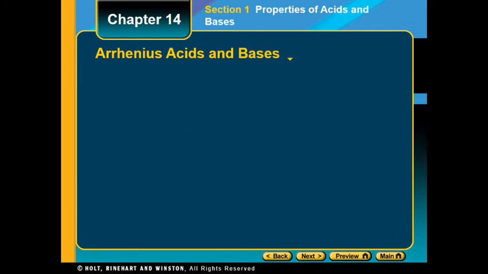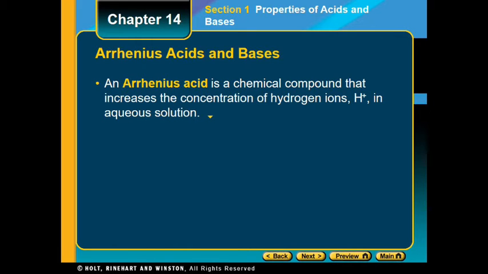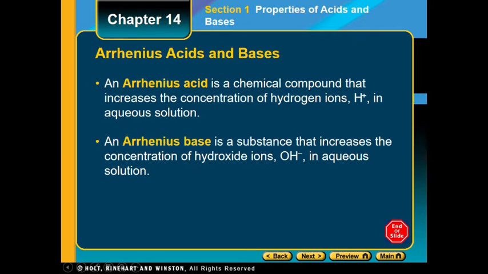So we're going to get to the first classification of how you could classify acids and bases, and this is Arrhenius. So an Arrhenius acid is a compound that increases the concentration of hydrogen ions, and an Arrhenius base increases the concentration of hydroxide ions in solution.